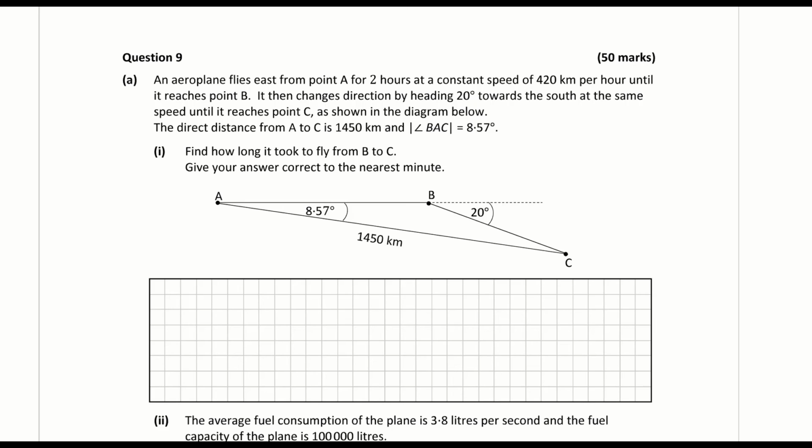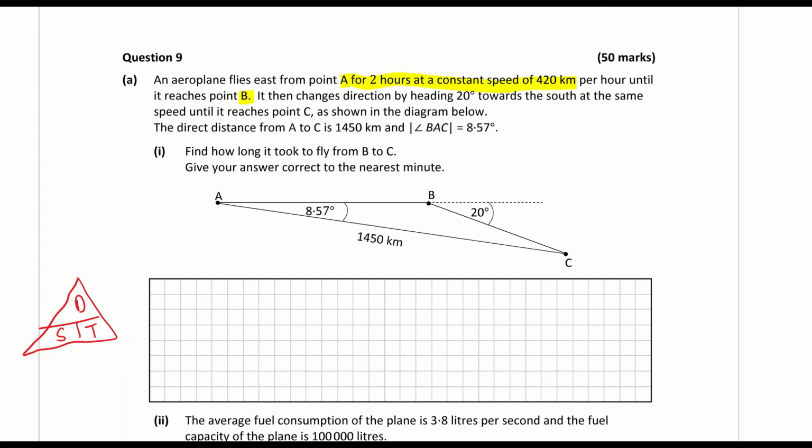Question 9a part 1 is asking us to find how long it took to fly from B to C. Give your answer correct to the nearest minute. So it's talking about time here. So this question is going to need our knowledge of our distance, speed, and time triangle. And let's fill in a bit of information onto the diagram. So it tells us, first of all, that it travels from A for 2 hours at a constant speed of 420 kilometers per hour until it hits B.